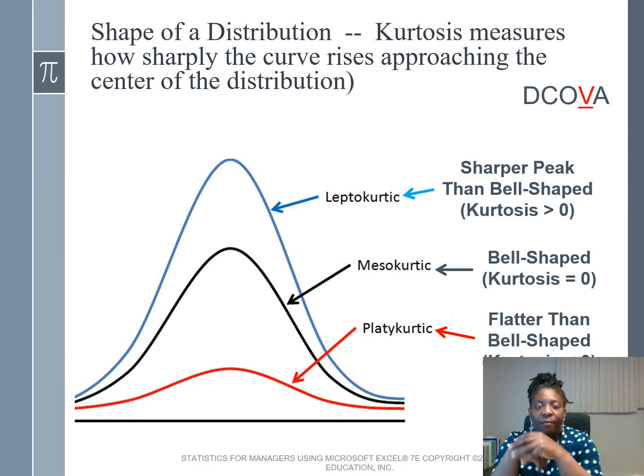Kurtosis, again, we have 3. If the kurtosis is 0, we have a bell shape or we have a normal distribution. If it's less than 0, it's flat. Greater than 0 is high. What this means is that you have more data in the center of your distribution than normal.